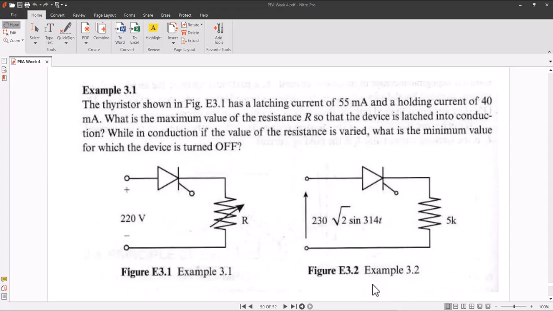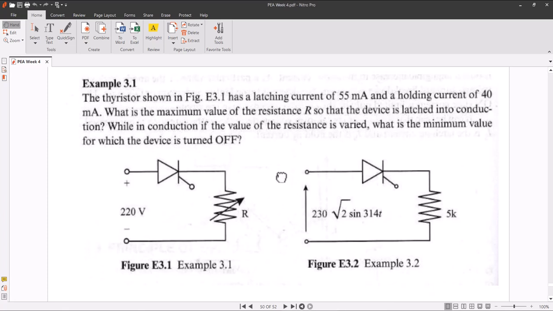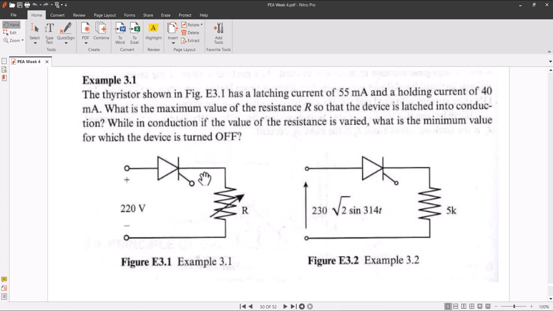जी, the thyristor shown in figure E3.1 has a latching current of 55 milliampere and a holding current of 40 milliampere. यानी इसका जो लैचिंग करंट है वो 55 मिली है और होल्डिंग 40 मिली है. यानी 55 पे ये लैच करेगा और अगर लैच होने के बाद आप इसको 40 मिली तक चला सकते हैं. ठीक है, what is the maximum value of resistance R so that the device is latched into the conduction.